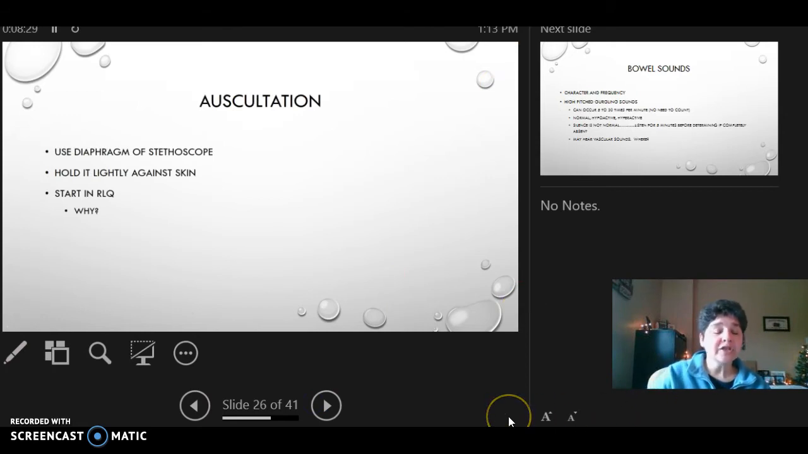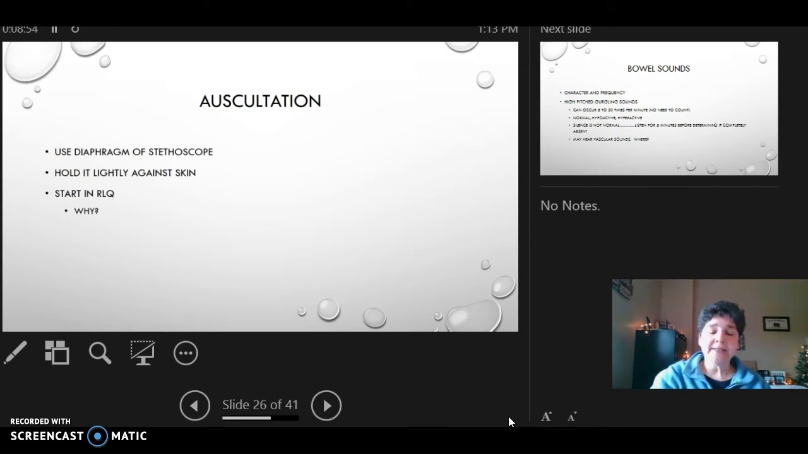All right, auscultation. This is where you're going to use the diaphragm part of the stethoscope to listen. Hold it lightly against the skin, because as we said, you don't want to press down and increase the peristalsis in that area. Start in the right lower quadrant, and I'm asking you why.